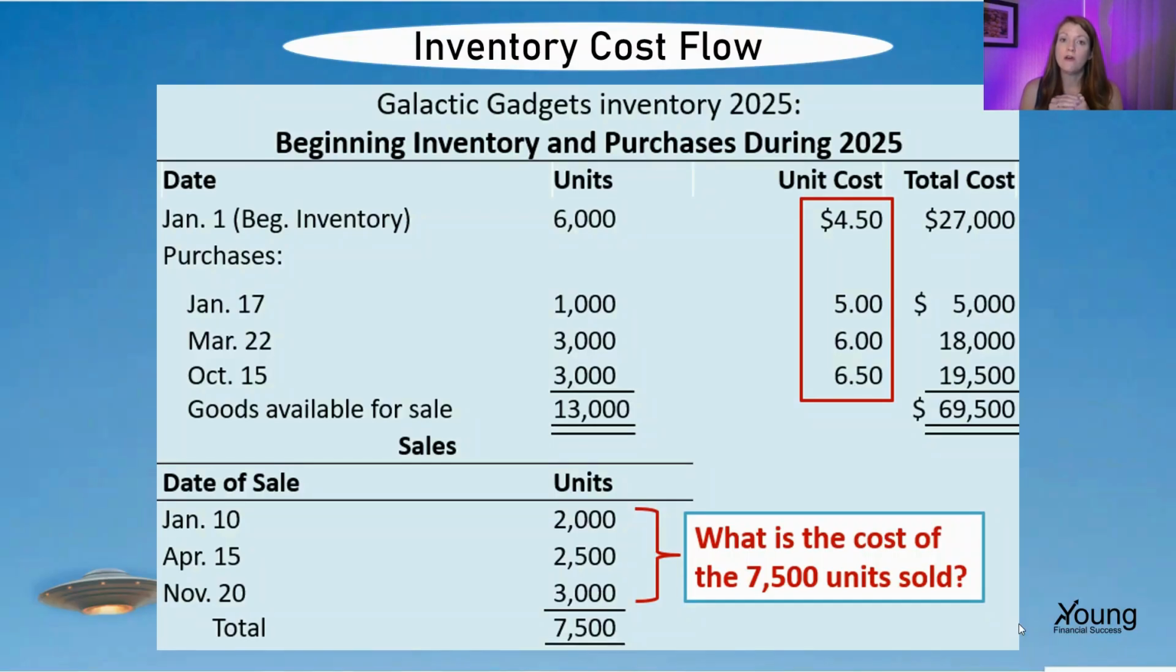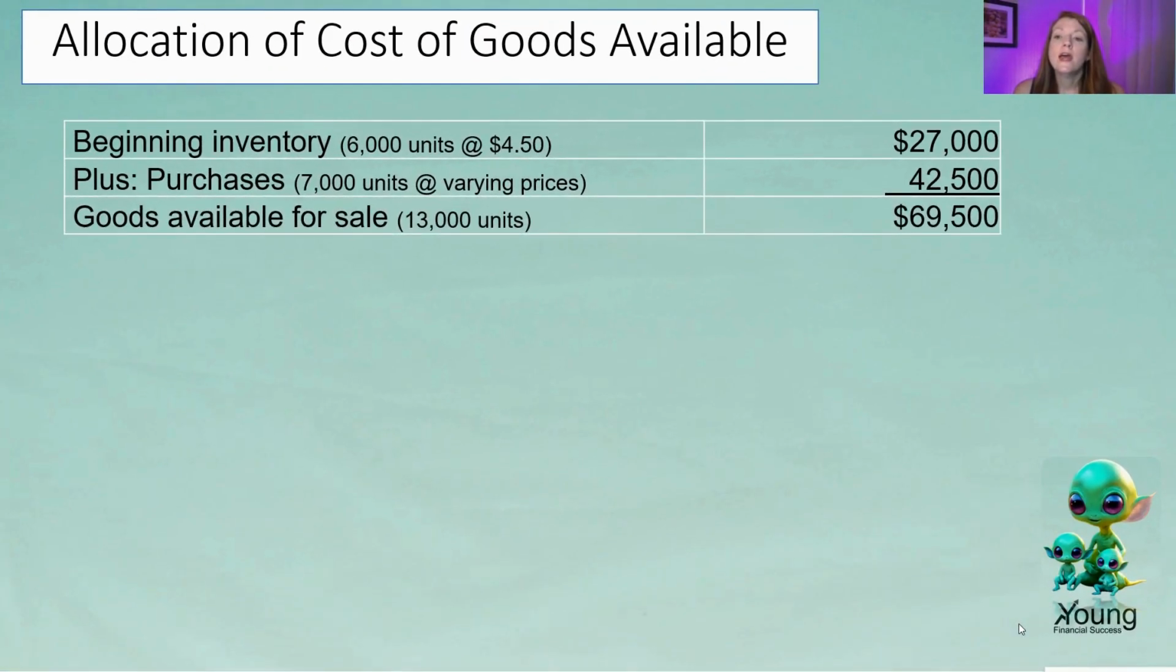And we're going to see several different methods, 4 different methods of how to calculate this. Allocation of cost of goods available for sale. So again, we began with 6,000 units that totaled $27,000. Then we purchased throughout the year another 7,000 units, varying prices, but those added up to $42,500. So our total goods available for sale were 13,000 units that totaled $69,500. Maybe you want to rewind, take a picture of the last slide so that you're able to keep up with where all those came from, but that's up to you.